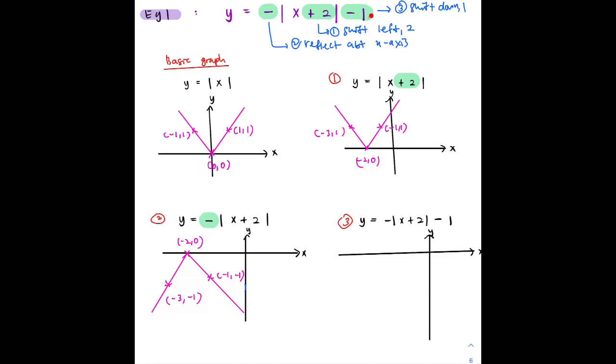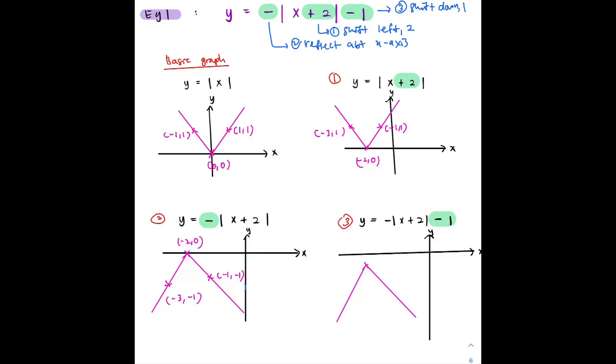So now let's go straight away to the third transformation. We want to shift down, okay? So you want to do this transformation now. From this graph, it is as if you hold this graph by your mouse and then just drag it down by 1 unit, okay? So just draw the same shape, but now it's going down.